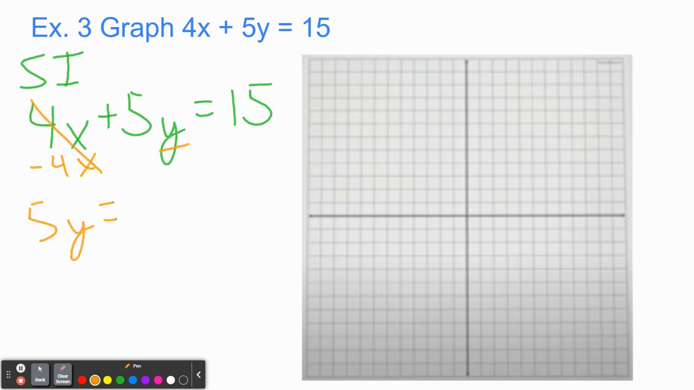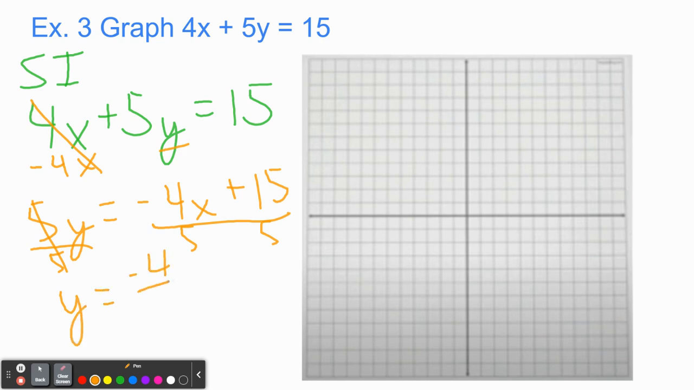5y equals -4x, I like putting the x first, plus 15, because it stays in my mx plus b. Next, I need to divide both sides by 5, and I have to do it to each of these things, leaving me here with y equals -4/5 times x plus 15 divided by 5 is 3. There we go. That's my slope-intercept form. I'm feeling better about that already.